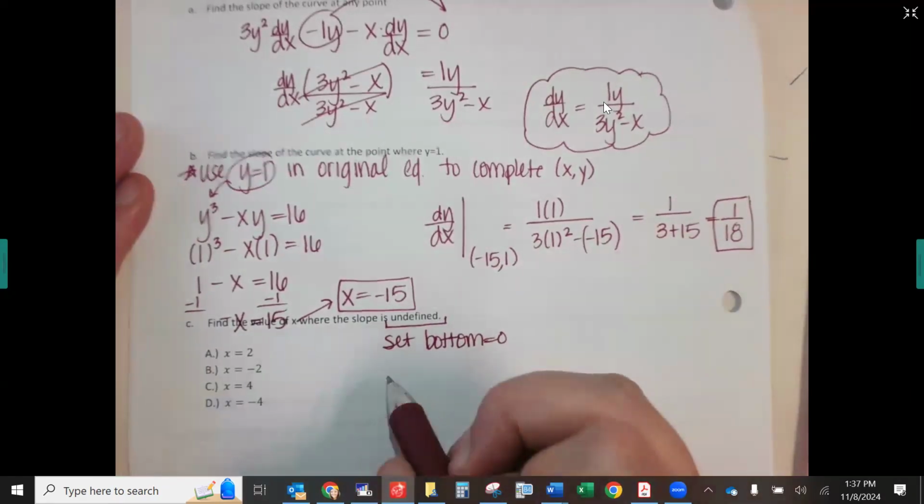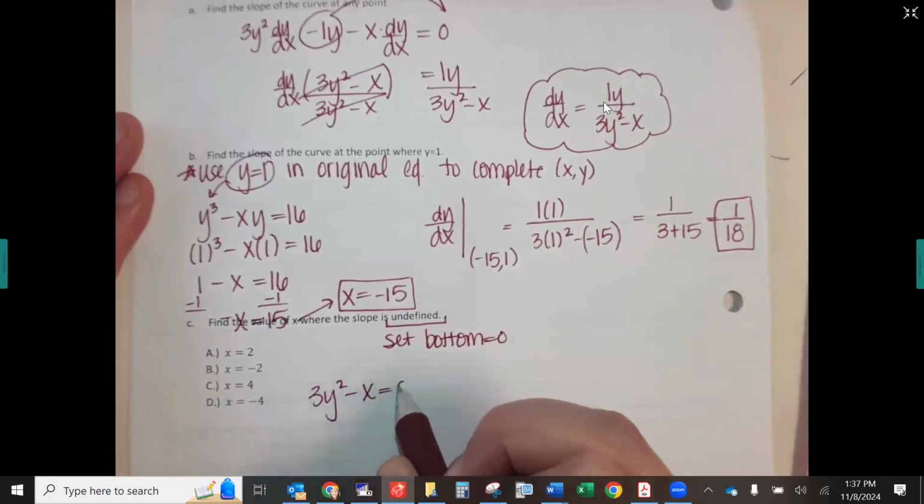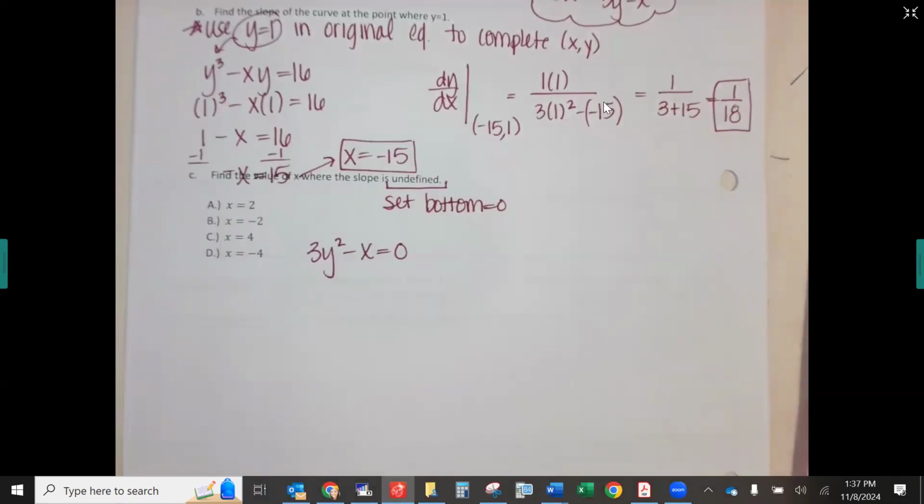So the bottom of my equation was 3y squared minus x equals 0. Now at this point, you have a choice. You can solve for x or y. You should do the one that's easier to get alone. Will it be easier to get x or y alone?